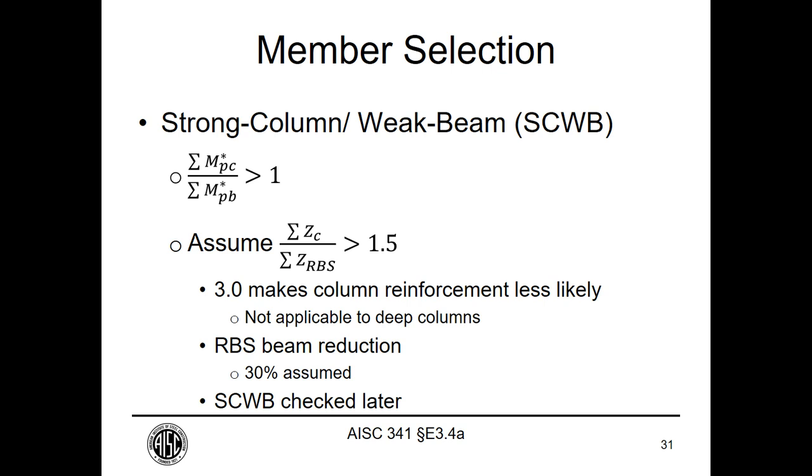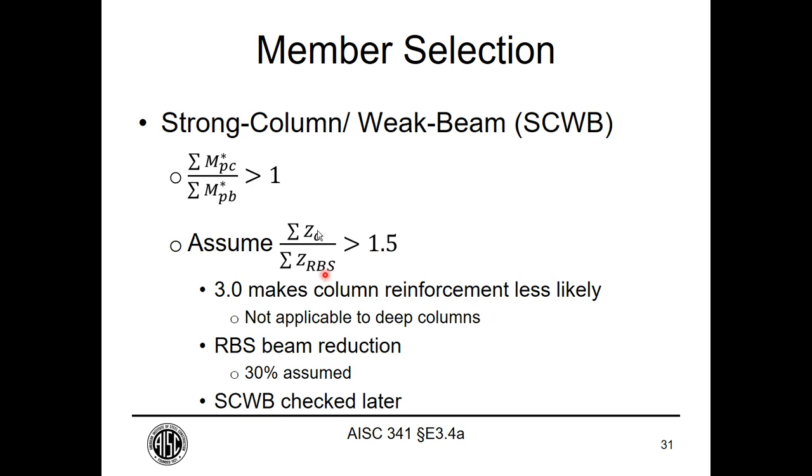Okay, strong column, weak beam. Here's the requirement from AISC 360. You need to do a number of things, as we'll see later, to get the moment capacity of the columns, and do a number of things to get the moment capacity of the beams. It's pretty handy at this point just to simplify it by looking at the plastic section modulus of the columns compared to the plastic section modulus of the beam, including the reduction.